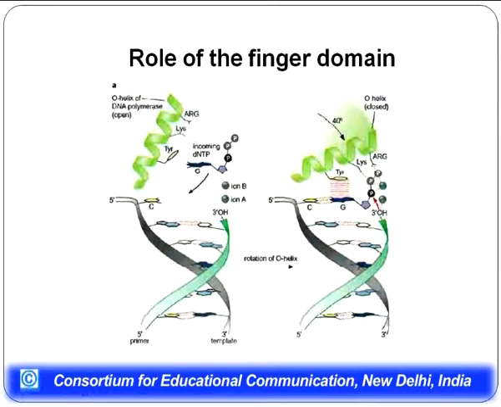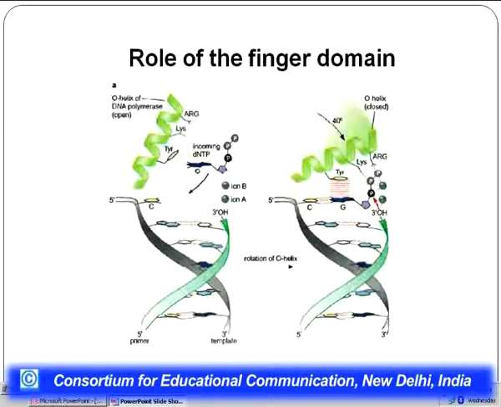Now, finger domain also has a role to play in catalysis. Finger domain remains open when there is no dNTP coming to the active site, but once a dNTP comes to the active site and makes correct base pairing with the complementary base of the parental DNA strand, then finger domain has certain amino acids which make contacts with the bases and the phosphate group of the incoming dNTP. This helps in proper aligning of the incoming dNTP so that the 3' OH group of the primer can attack the phosphate group of the incoming dNTP.